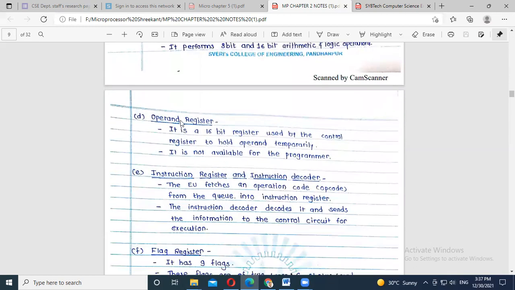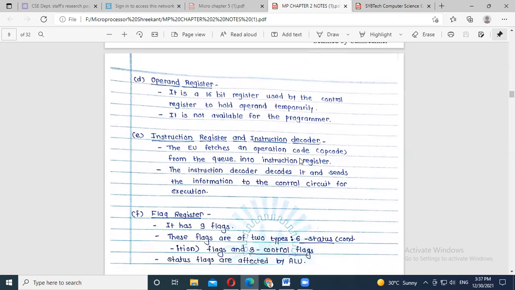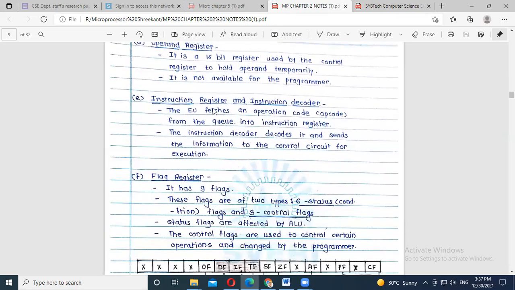So next one is the operand register. The operand register is a 16-bit register used by the control register to hold the operand temporarily, and it is not available for the programmer. And also the instruction register and the instruction decoder at the last point in the architecture. The execution unit fetches an operation code from the queue into an instruction register, and the instruction decoder decodes it and sends the information to the control circuits for the execution.